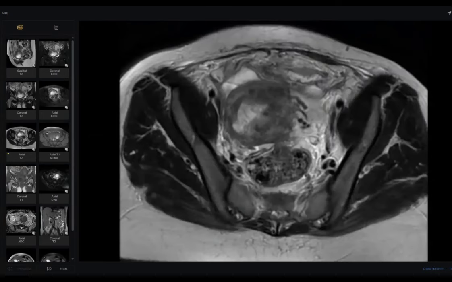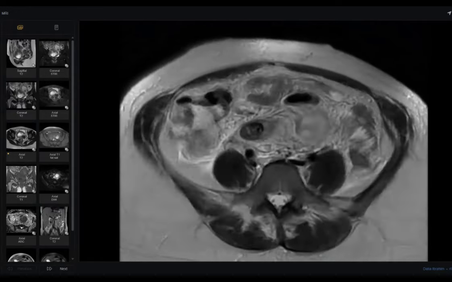A 40-year-old pregnant female patient presented to the ER with severe pelvic pain. So I'm presented with MRI axial sections of a female patient with abdominal pain.